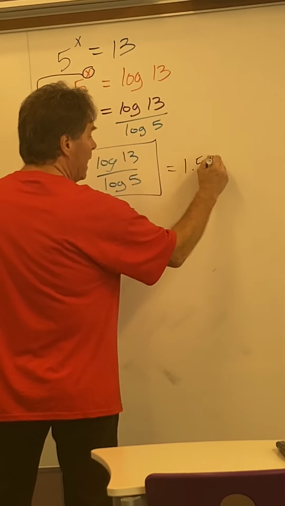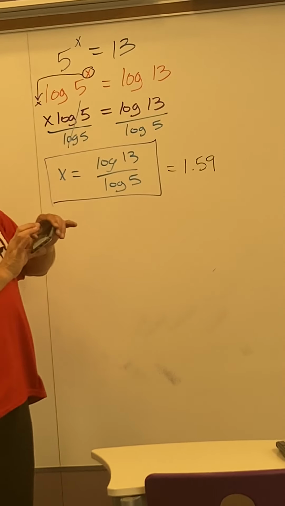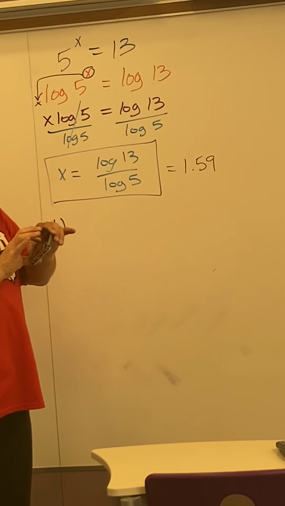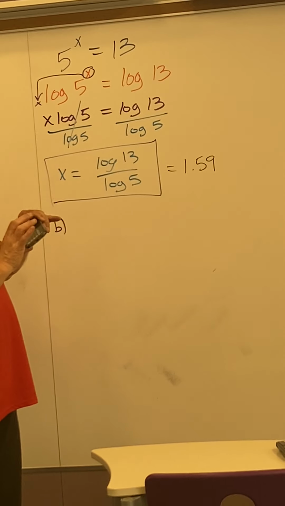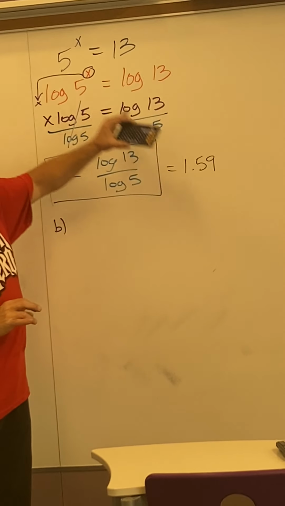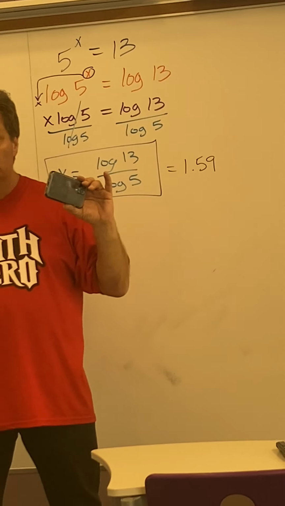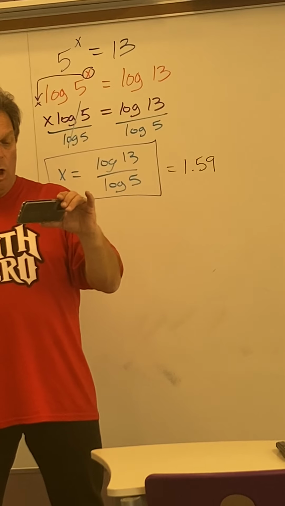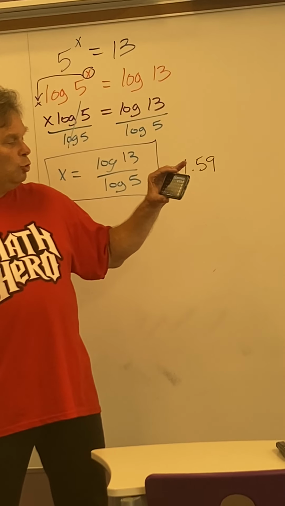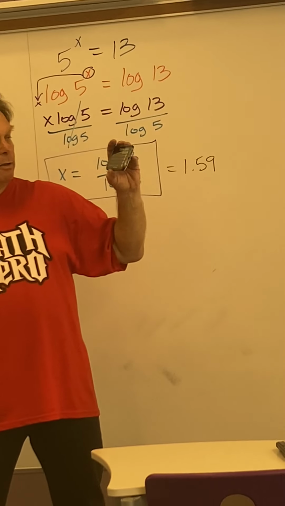Now, the nice thing about it is you can check your answer. If you think you did it right, but you're not sure, you can check your answer. You can do 5, then the x to the y key, 1.59. Because if that's my answer, if I raise 5 to that power, I should get 13. Do I get 13? No, I don't. You know what I get? 12.922969.